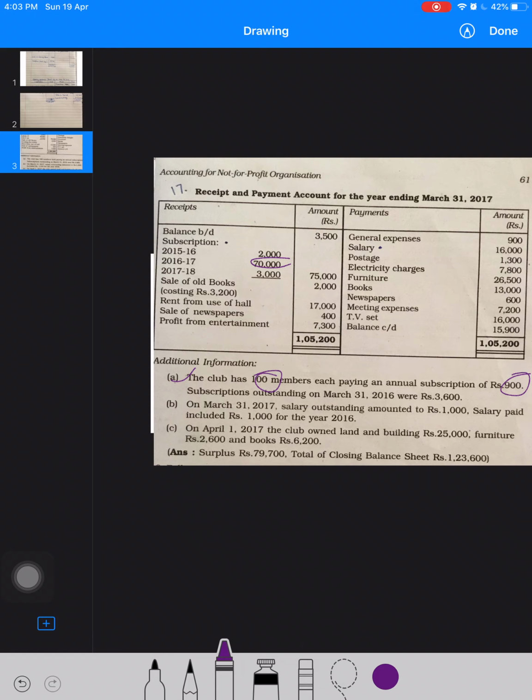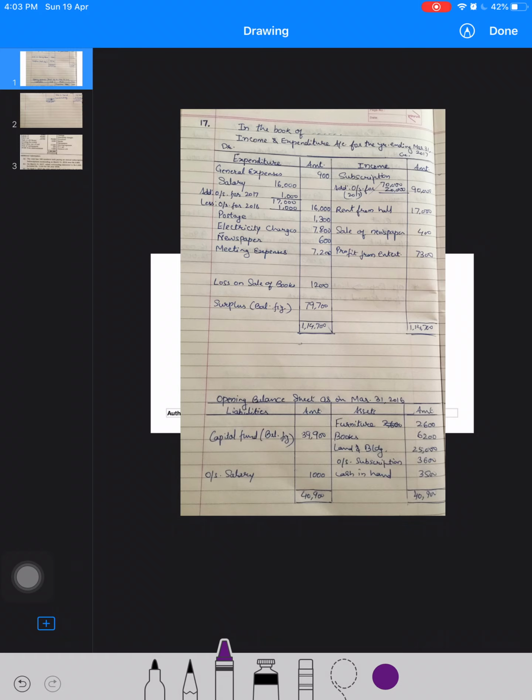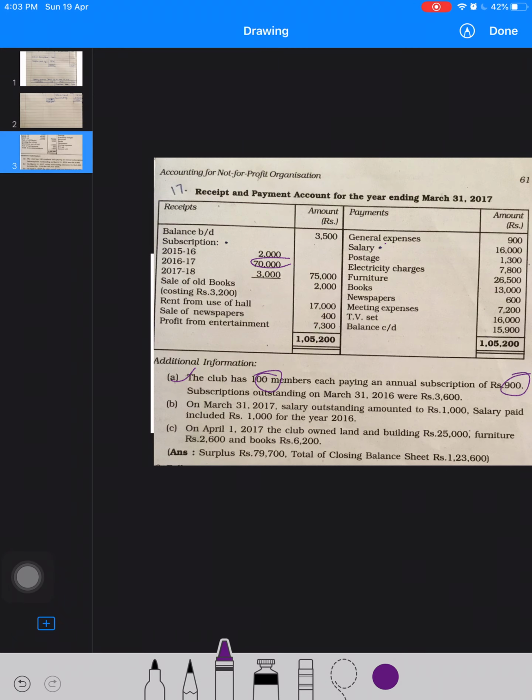So first see here general expenses, there is no adjustment. Wherever adjustments are there I have just put a tick mark over here. Salary, subscription, not much adjustment here. So general expenses, write as it is in income and expenditure account. You can see here 900 in general expenses. The next is salary, there is an adjustment, so write 16,000 in the inner column. Now read the salary adjustment on March 31st 2017.